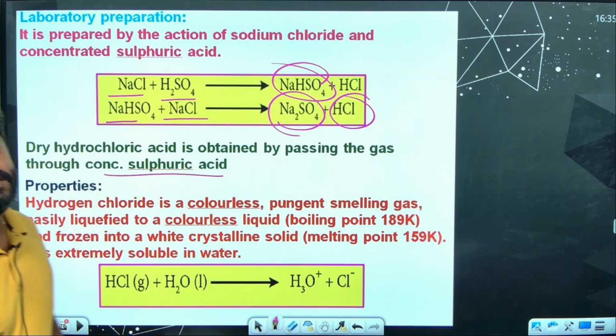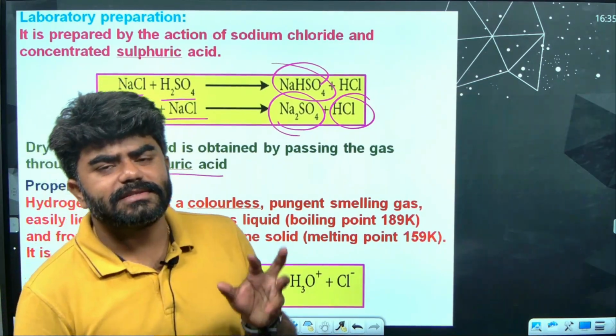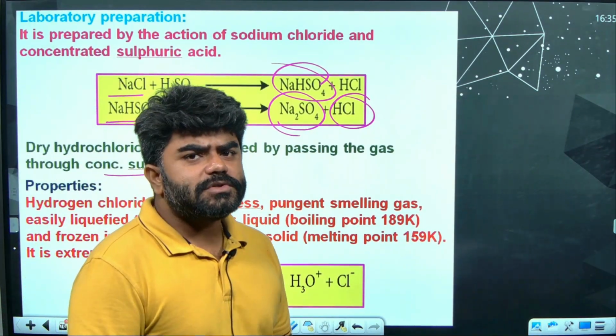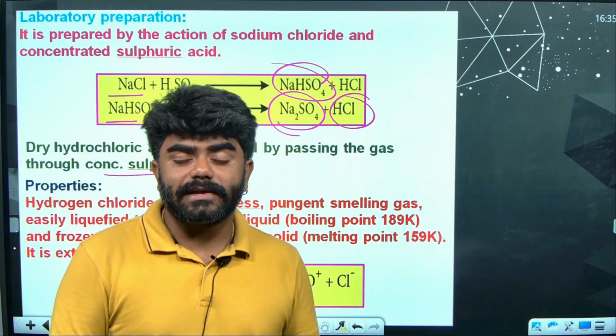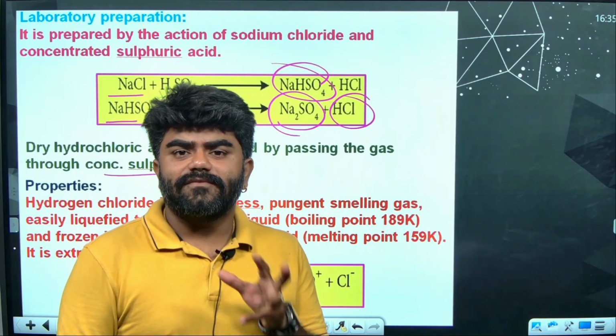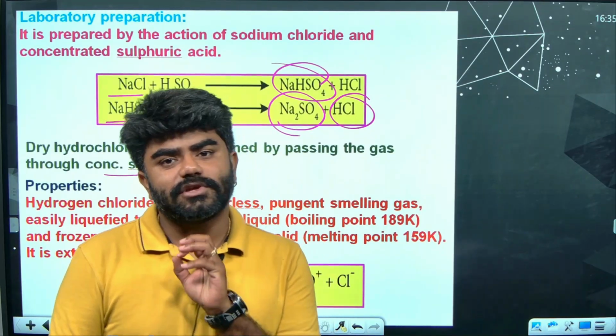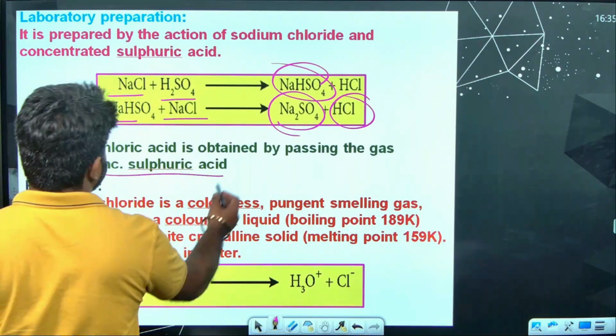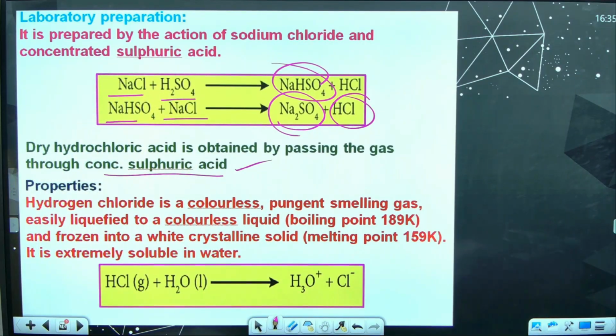The reason is that the concentrated sulfuric acid absorbs the moisture in it, because you know that concentrated sulfuric acid is a dehydrating agent, right? So we need dry HCl, that is without any moisture. That is why we treat it with concentrated sulfuric acid.